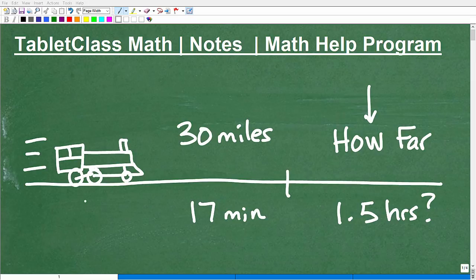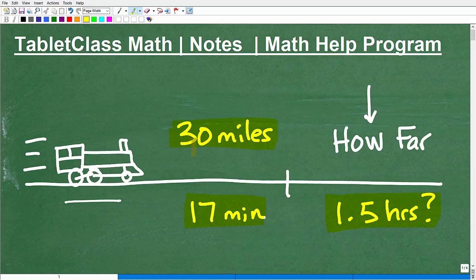Okay, let's solve this interesting little math problem. So we have a train, and this train has gone 30 miles in 17 minutes. We're trying to figure out how far the train will travel in 1.5 hours. And of course, we're assuming that it's not changing its speed.